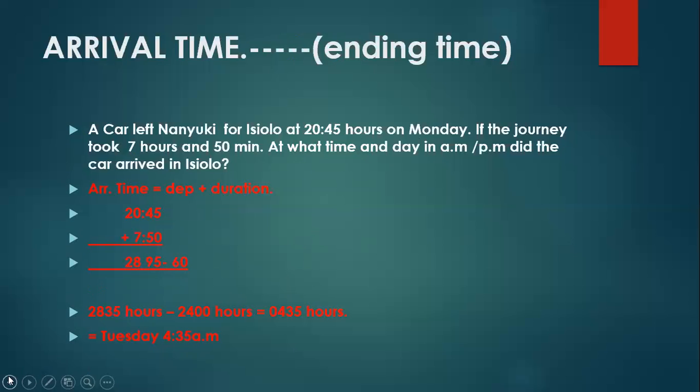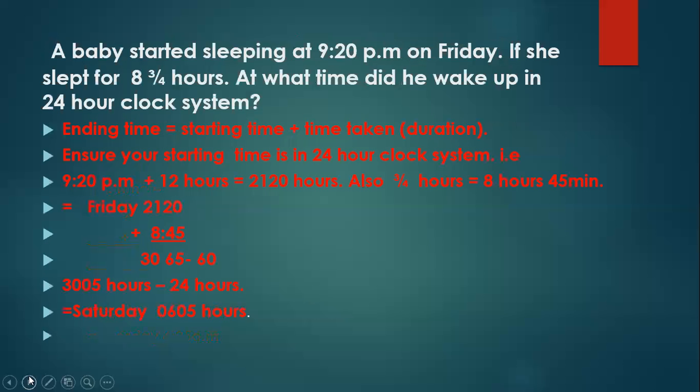Then let's now check our last example. A baby started sleeping at 9:20 p.m. on Friday. If she slept for 8¾ hours, at what time did she wake up in 24-hour clock system? Very easy. So ending time, or the time that the baby will finish sleeping, is when the baby started plus the time taken, or the duration, the time taken by the baby during the sleep.